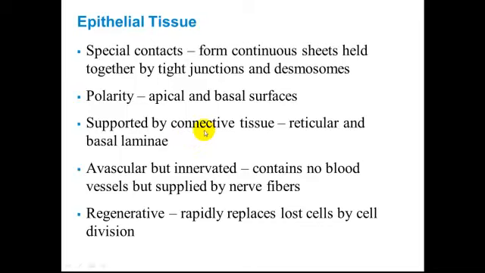This connective tissue support is important because epithelial tissues are avascular. Avascular means epithelial tissues have no blood vessels. These are, however, innervated, which means they do have nerve fibers. So we have this avascular but innervated, so there's no blood vessels, hence the need to sit on connective tissue. And then we'll see there are some nerve fibers.